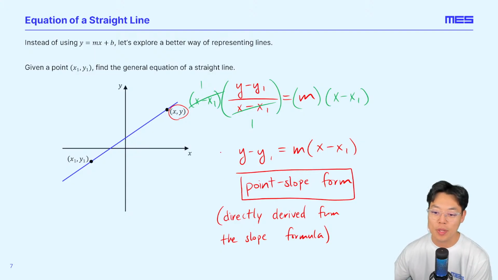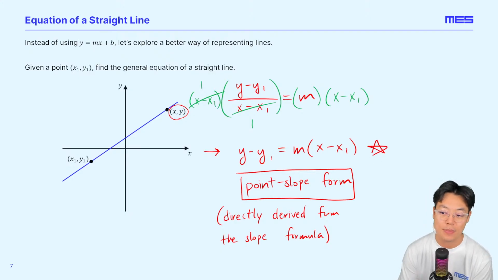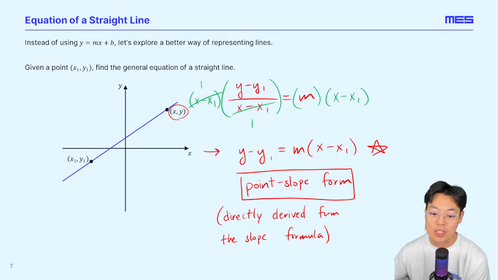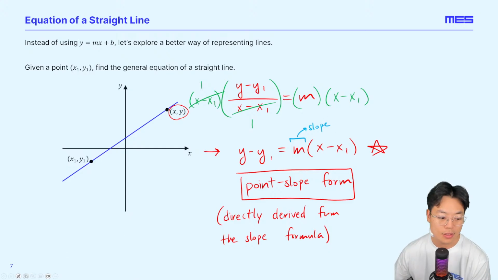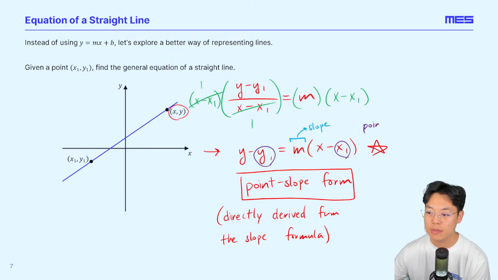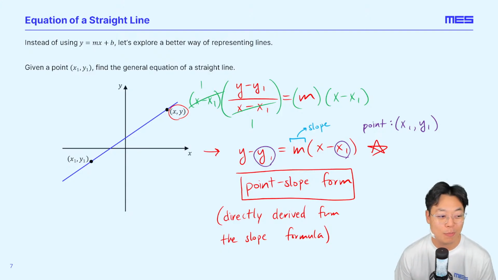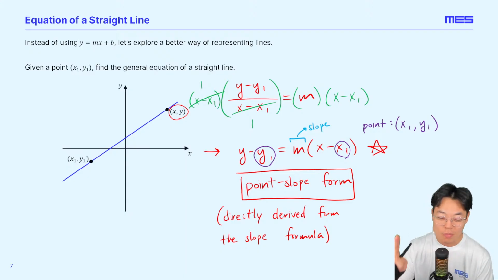Point-slope form, boom, love this one. Y minus y sub 1 is equal to m times x minus x sub 1. Let me label these. M is our slope. And then, let me use purple, y sub 1, x sub 1 is our point. Our one point that we know from the equation will be x sub 1, comma, y sub 1. And that's why we call it point-slope. We only now need one point and one slope to find the equation of a line.